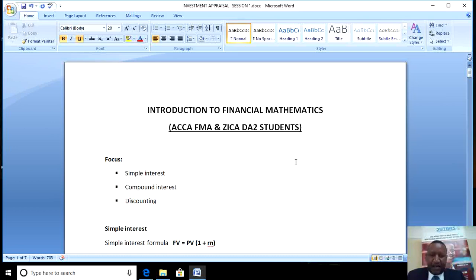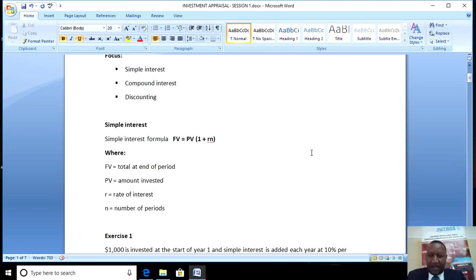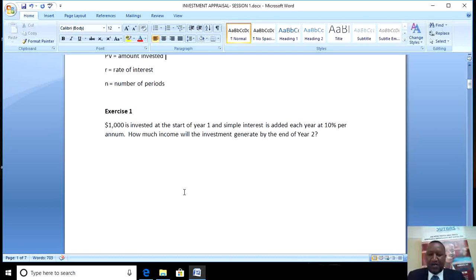In today's class, I'm looking at financial mathematics, and I'm focusing specifically on the calculation of simple interest, compound interest, and discounting. Let's start with simple interest. Under simple interest, the interest does not earn interest on it. And the formula for calculating the future amount, or the total sum of money in the account after a given period of time, is future value, that's the total sum, equals the present value, principal amount, or the amount invested now, multiplied by 1 plus Rn.